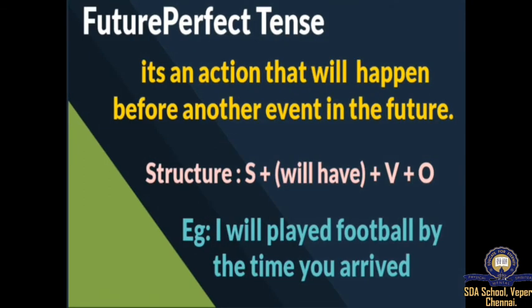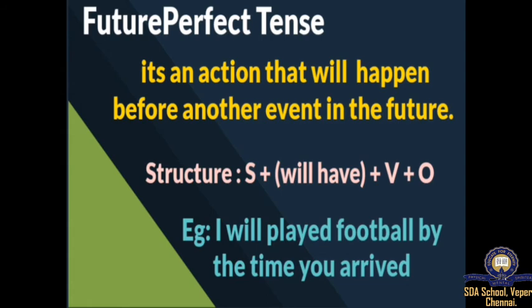First, let's see the definition. It's an action that will happen before another event in the future. I'll repeat. Future perfect tense, it's an action that will happen before any other event in the future. And its structure is subject plus will have plus verb plus object.